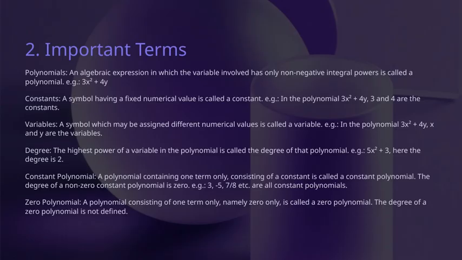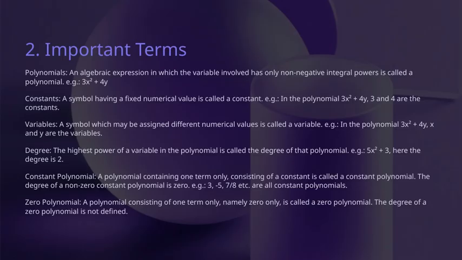Moving on to variables, these are symbols that can be assigned different numerical values. For instance, in 3x^2 + 4y, both x and y are variables because their values can vary depending on the situation. Now let's talk about the degree of a polynomial. This is simply the highest power of any variable present in the expression. For example, in 5x^2 + 3, the highest power is 2, so the degree of this polynomial is 2. The degree gives us a sense of the polynomial's complexity and behavior.